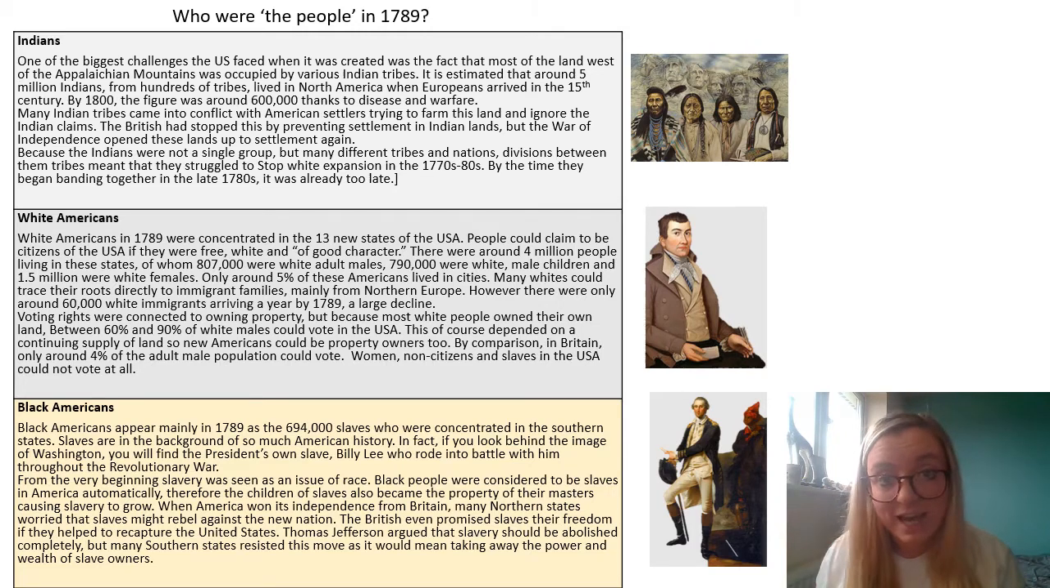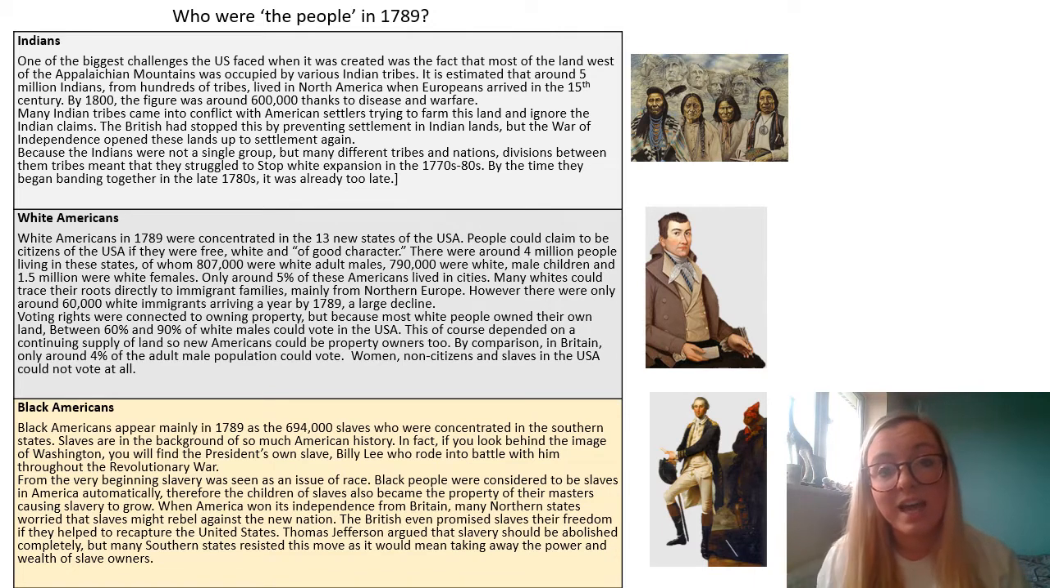So we're going to be looking at the natives, or the Indians, the white Americans, and our white Americans could also be categorised into rich and poor white Americans, because there was quite a disparity between the experiences of those two groups of people. And finally, Black Americans, who primarily are slaves until towards the end of the time period. So those are our 3 groups of people.